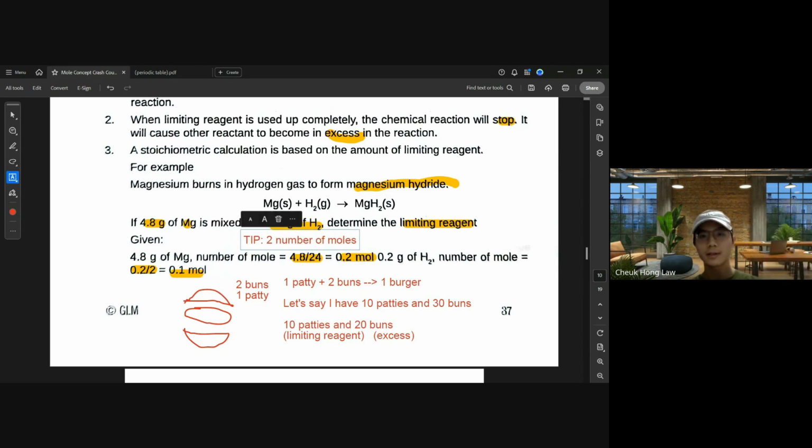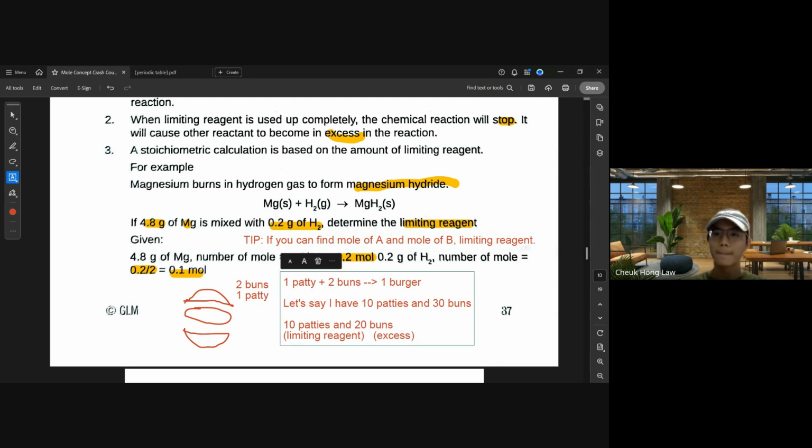So that's just a tip. Let me write it down. If you can find moles of A and moles of B, where A and B is just a random example, usually it's testing you on limiting reagent. So if you have to find the mole of two substances, then usually it's testing your limiting reagent.